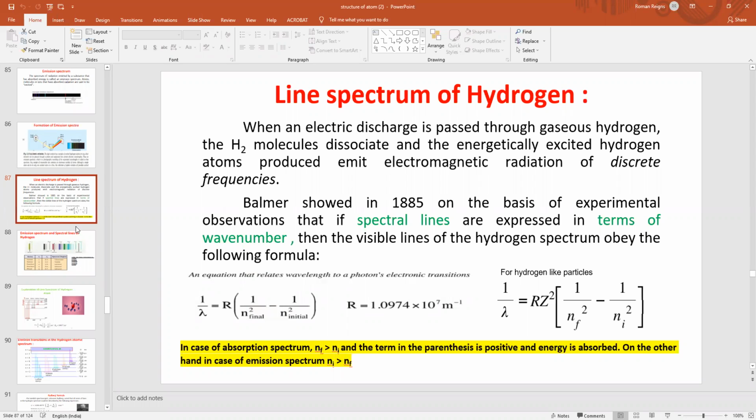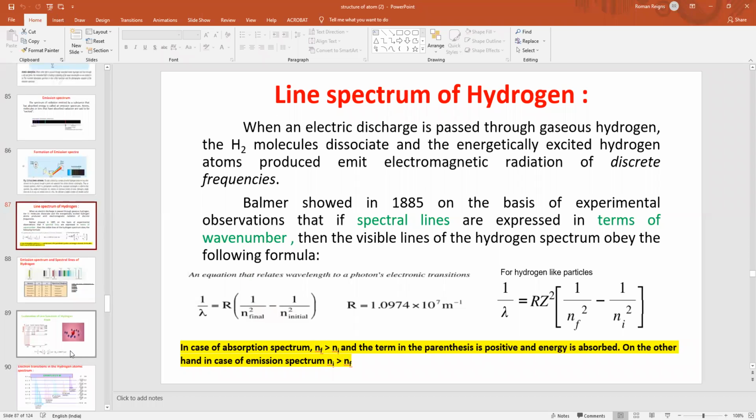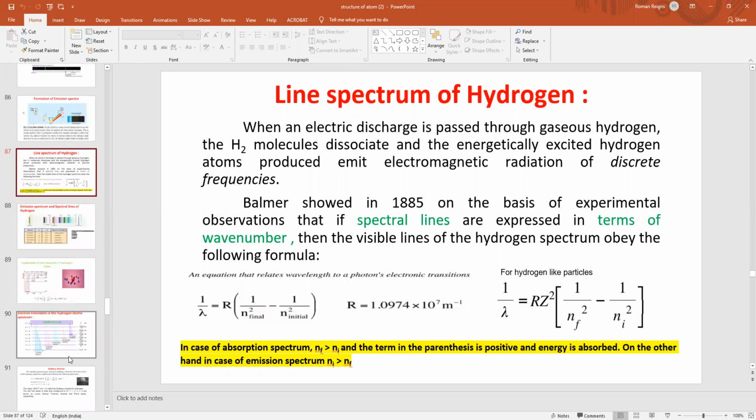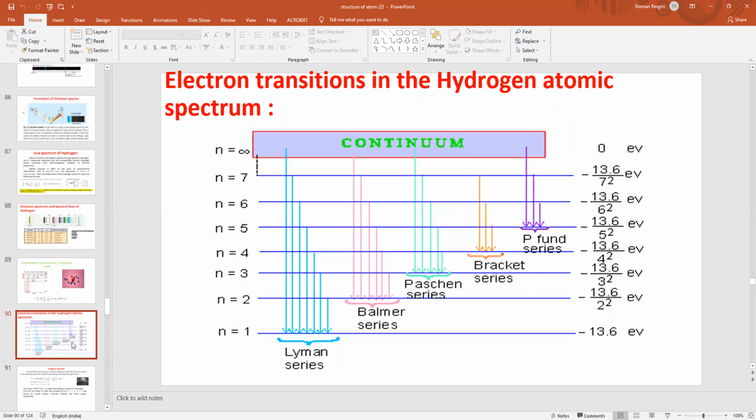So basically, what happens when light is passed through the atom of hydrogen, the electron present in it will gain energy. And after gaining energy, it goes to the higher energy levels. You can see here, suppose the electron was in the first level and it gained energy and goes to the sixth level or the seventh level.